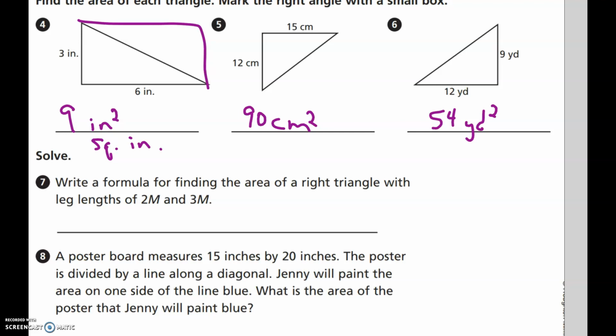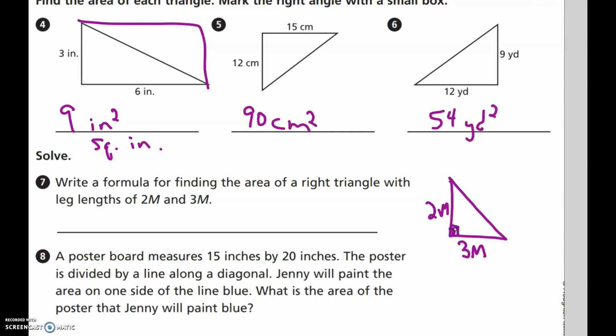Now, number 7 is kind of a weird answer. It says, write a formula for finding the area of a right triangle with the legs of 2m and 3m. I find it helpful to draw a picture over here. Now, legs is a really weird word. Triangles don't have legs, but for whatever reason, they decide to call these sides legs. And it's going to be these two sides right here.